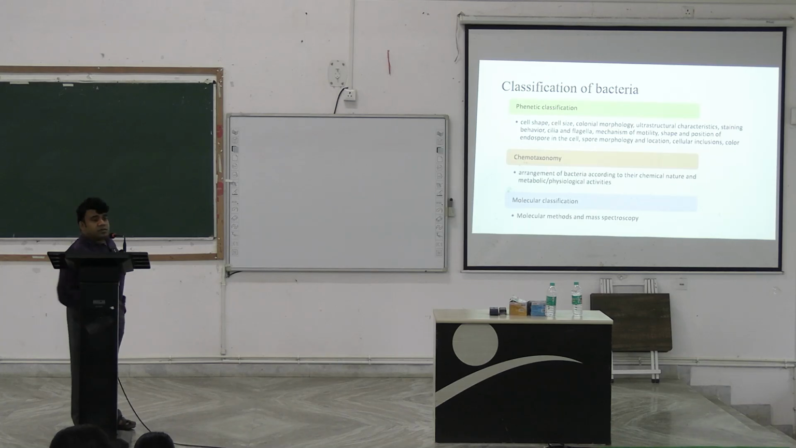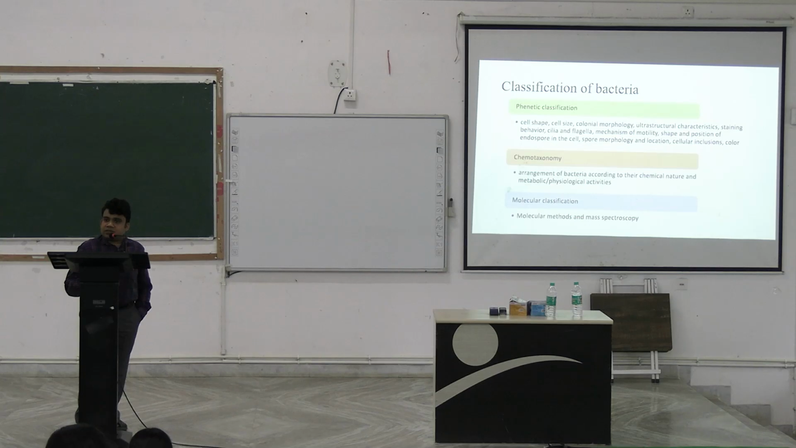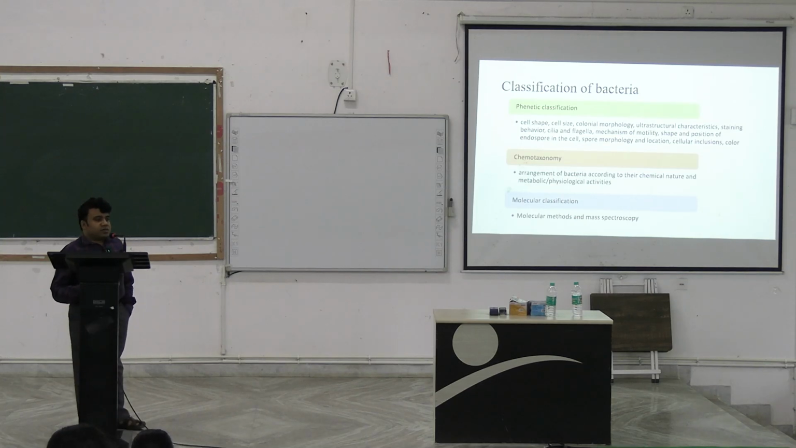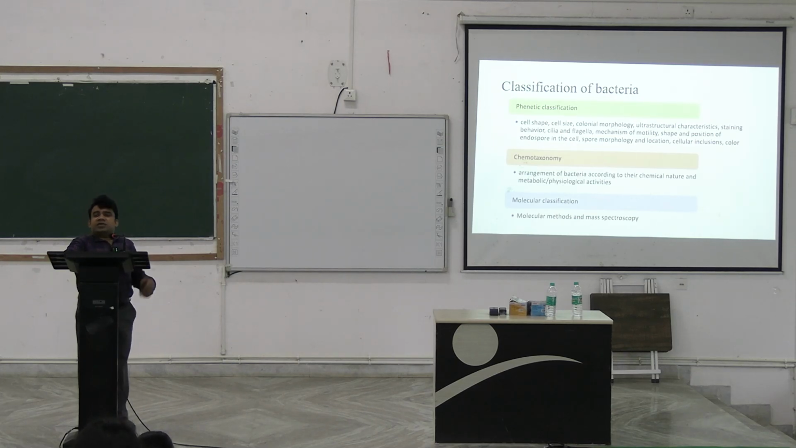Next comes the chemotaxonomy. Now, chemo means obviously chemicals. So, based on the chemicals. What it actually means is arrangement of bacteria according to their chemical nature and, most importantly, metabolic and physiological activities. Okay. So, what kind of materials do they require for their normal physiology? What are the substances they take up? What are the substances they give out? What is the environment they grow in? Based on that, we call it the chemotaxonomic classification.